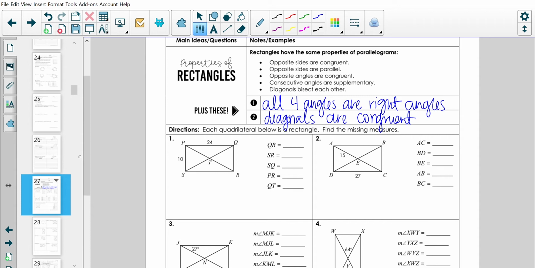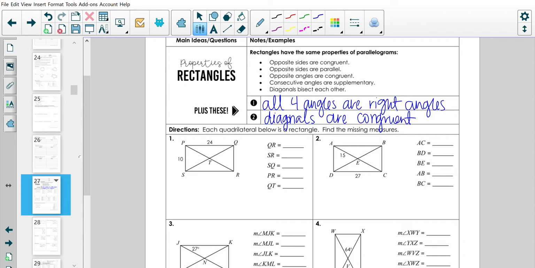Since we know these angles are right angles, and we've got these diagonals that make triangles, what do you think we're going to use here to find some of these missing sides? The Pythagorean theorem.